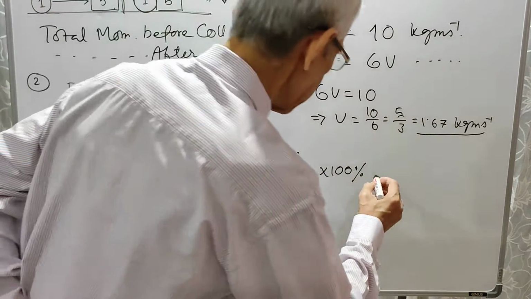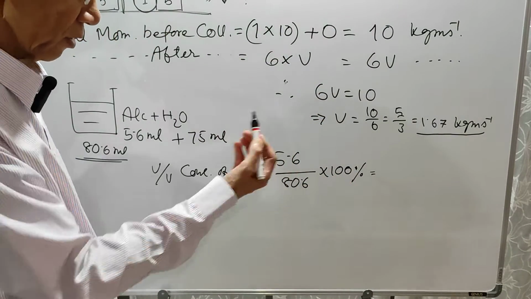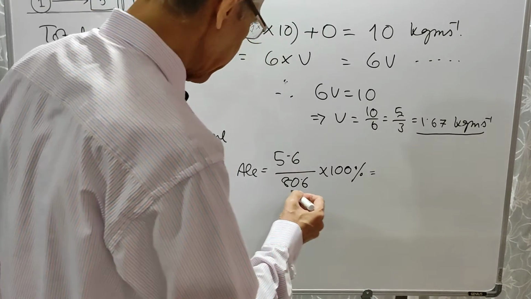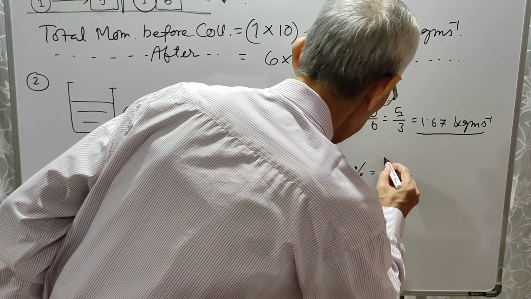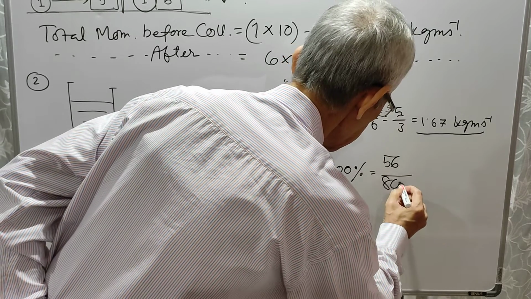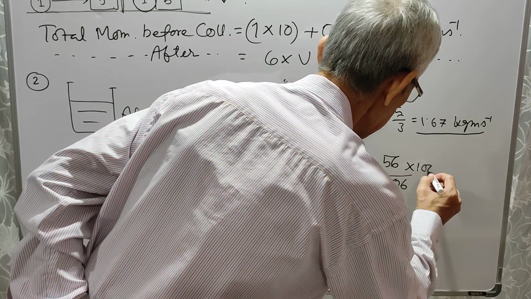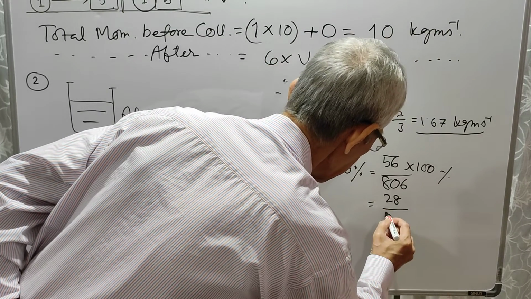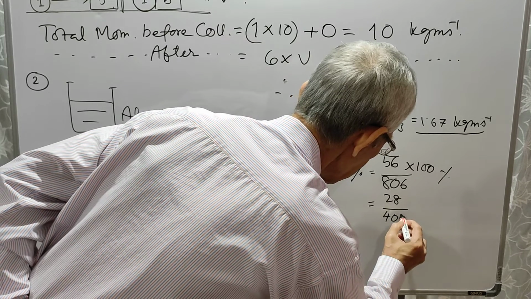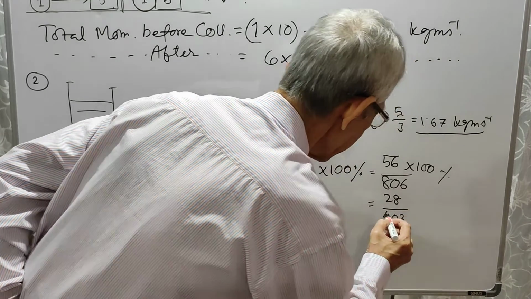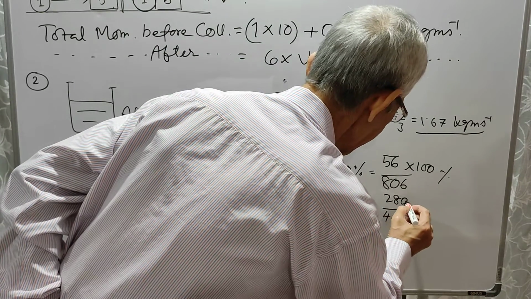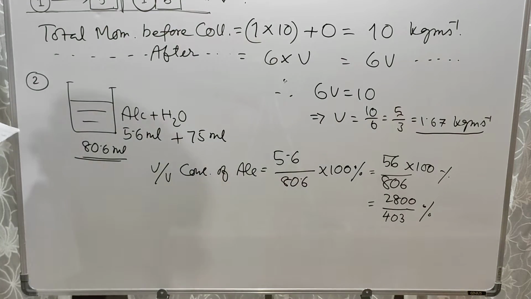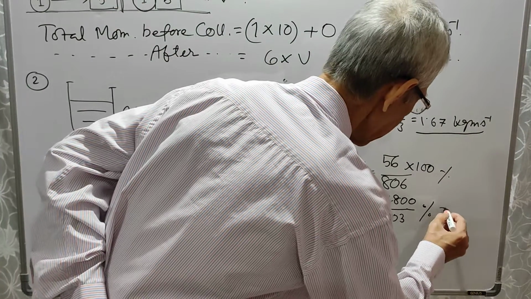Now calculating this, what you get. So this is the answer. We got the answer only now. The problem is of calculation. So what you will get here? 56 by 806 into 100%. All right. So that will give you 28 by 403, 2800 by 403%. Now, yeah, so this will be the answer.